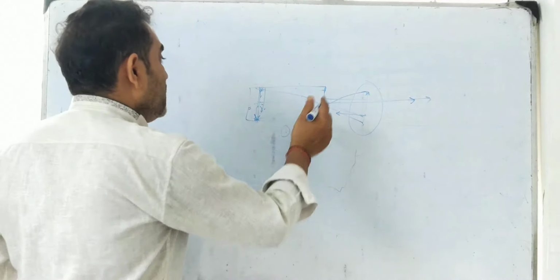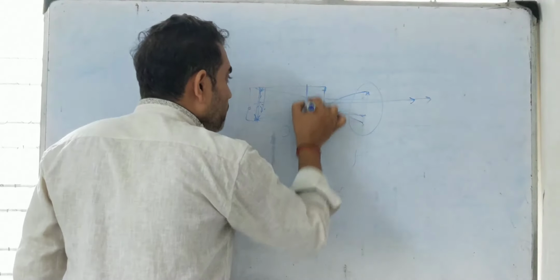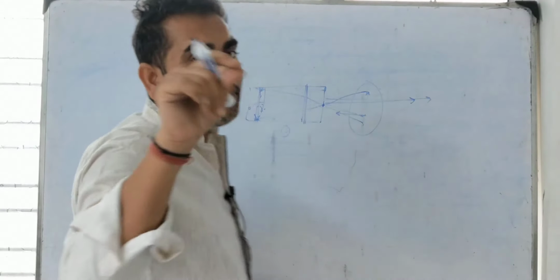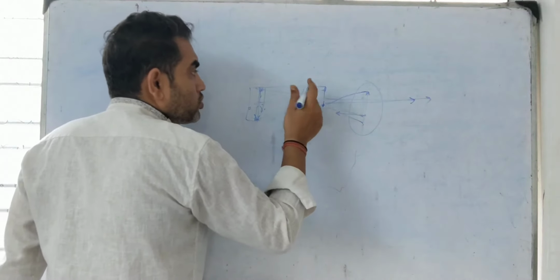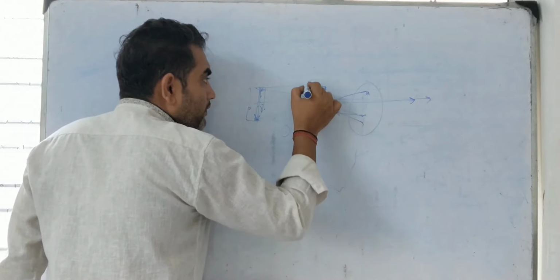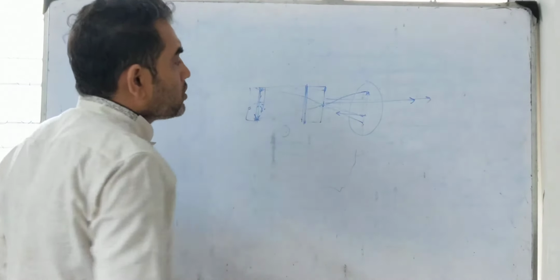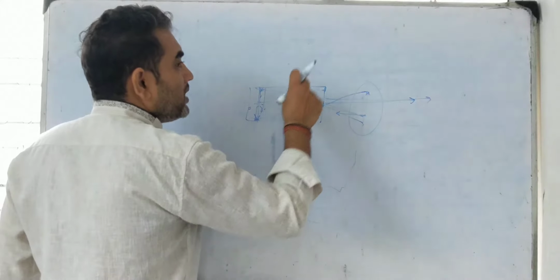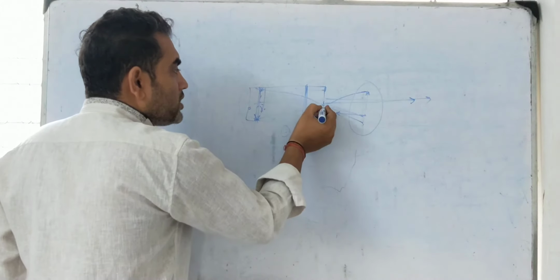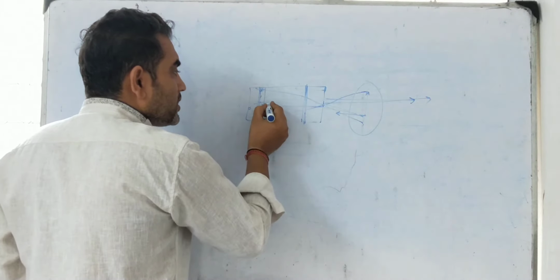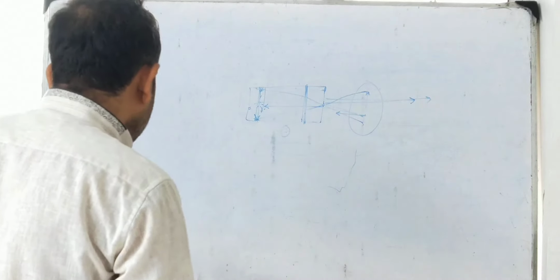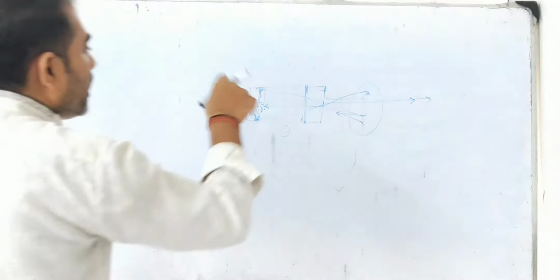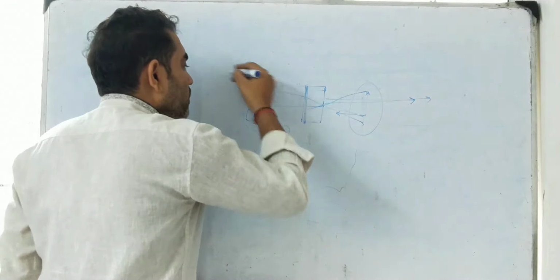Okay, if the screen is kept very close to the pinhole, the image formed will be of a smaller size. It will not get relevant space in order to form the image. So if the screen is kept very close to the pinhole, it will form a small size image. So the greater the distance of the screen from the pinhole, the larger the image formed on the screen.